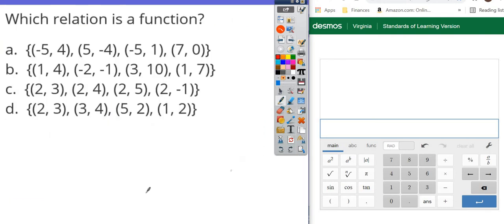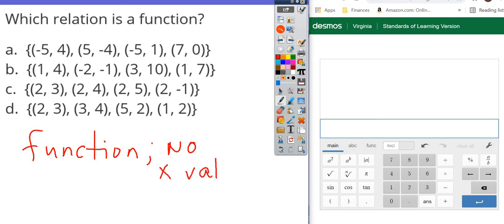And it says, which relation is a function? So just remember, a function is when no x values repeat. No x values repeat. That's a function. So let's look here. Let's see if we find any repeats in A. Well, -5 and -5 repeat, and those are x values. So nope, that's not a function.